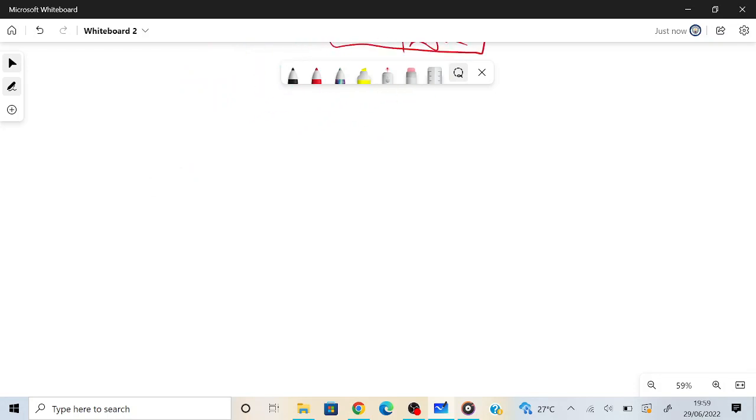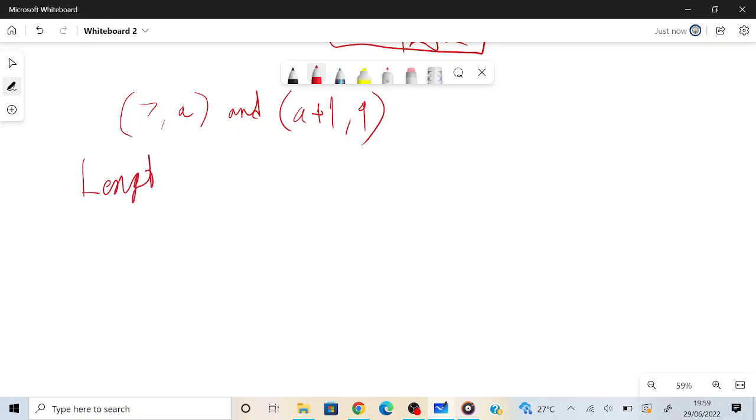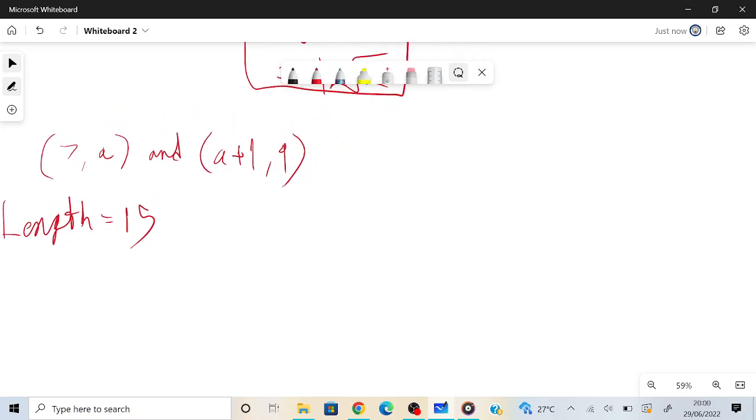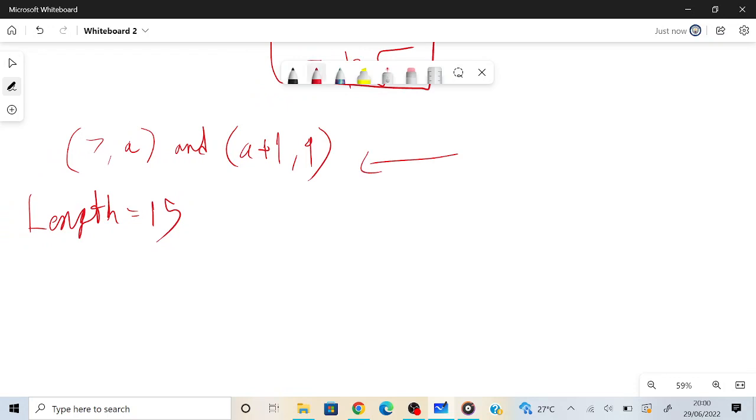And on to the final example. It says to me to find the length. Okay, it doesn't tell me to find the length actually. I have (7, a) and (a plus 1, 9). Okay, let's just write this a again. This is a. And they gave me the length. They're saying to me that the length of the line is given, and that is 15. And they want me to find the value of a. So this is although a challenge question.